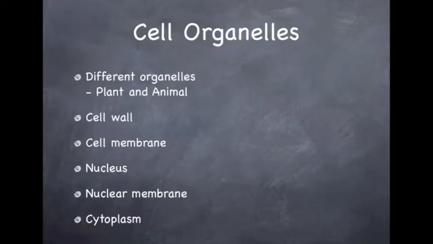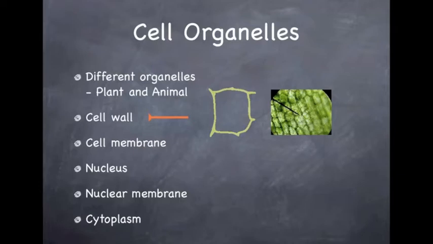Cell organelles. Well, there are different organelles for each kind of cell, plant and animal cells. And in this slide, I'm going to be talking about all the main organelles present in both the kinds of cells. First, we're going to be talking about the cell wall, which is only present in the plant cells. It's like a protective layer around the cell. It's a thick cellulose barrier, and this protects the plant cells from harmful bacteria.